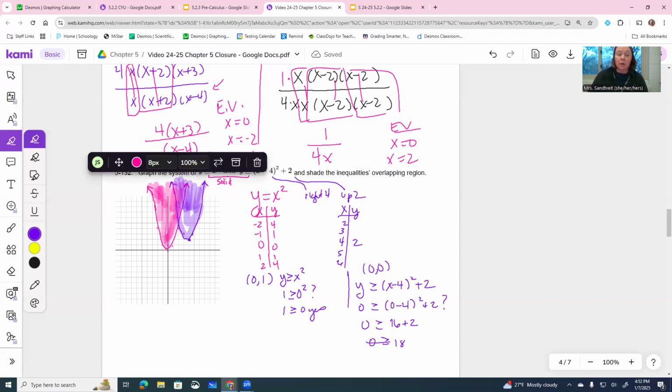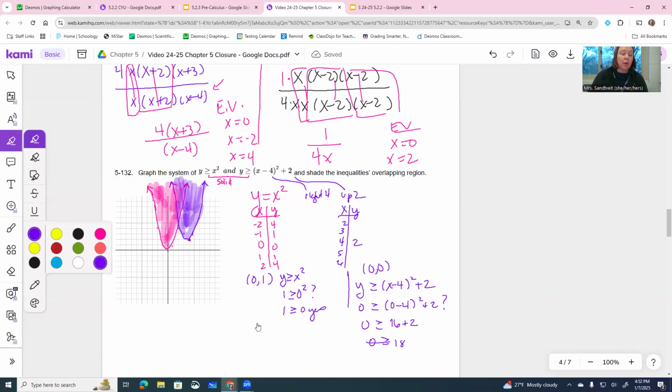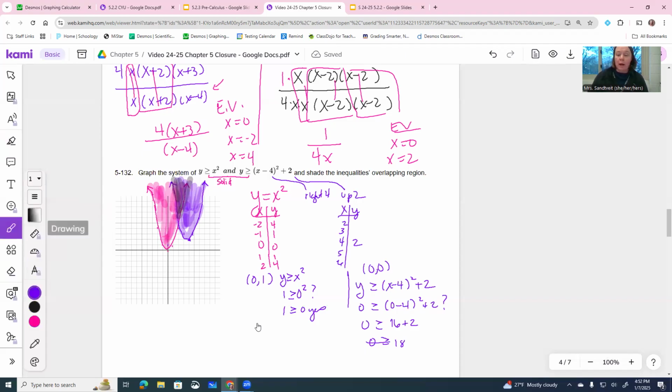Remember, your solution is where the graphs overlap, right? So the shading where it overlaps. So it's kind of this little V shape in the middle. So where I have that in gray, that's my solution where they overlapped.